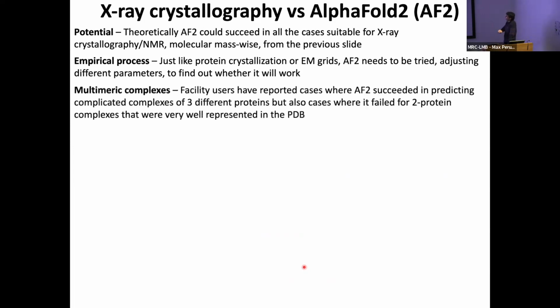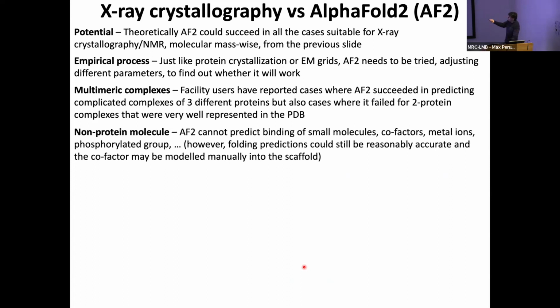Multimeric complexes, again. AlphaFold users told me that a very complicated complex of three different proteins worked. But then I had users come to crystallize very simple two-protein complexes because AlphaFold just wouldn't work. For example, I just heard that AlphaFold cannot do insulin because of the disulfide bridges in the insulin, which is quite small and well represented. So you don't know until you try.